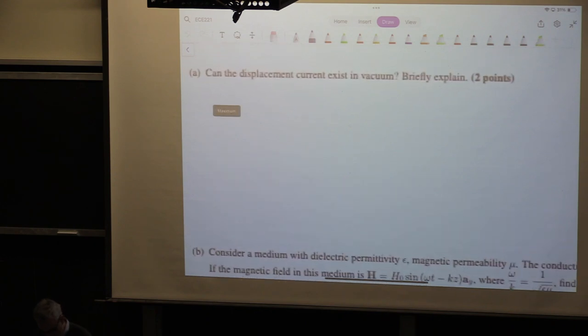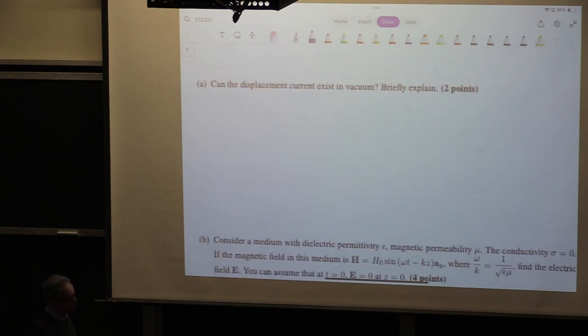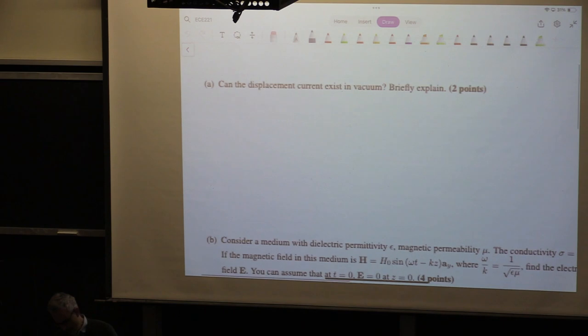So here's a few brief questions, which hopefully I have clarified already. First, can the displacement current exist in vacuum? Yes or no?